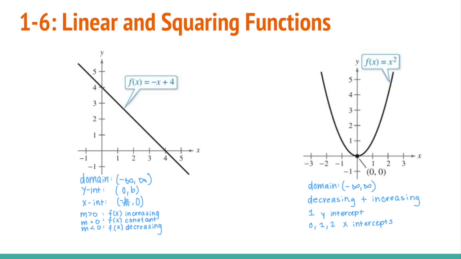Now for the squaring function, x squared, we already talked about how, again, there's no restriction on the domain. That goes all the way from negative infinity to positive infinity. But our range is going to be from that bottom minimum point to positive infinity. We can have decreasing sides and increasing sides of our squared function. We have one y-intercept always, but we could have 0, 1, or 2 x-intercepts depending on where this function lies on the graph.